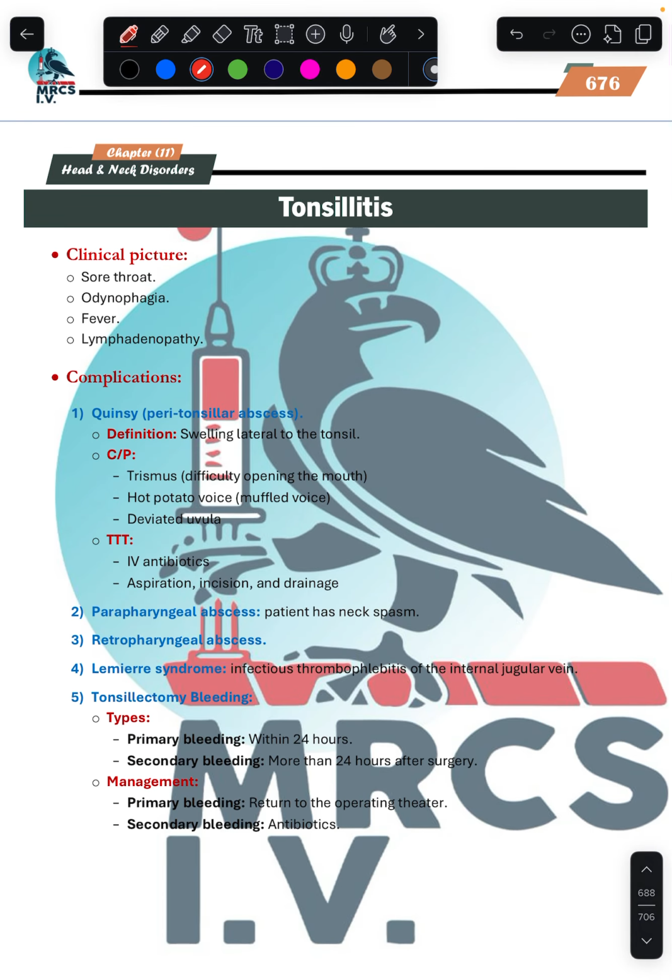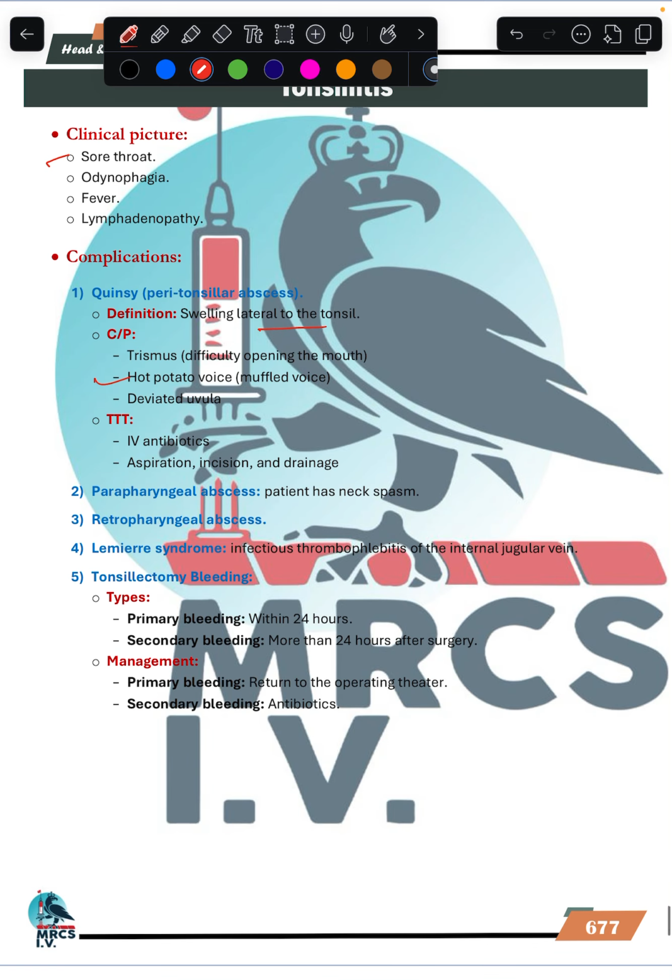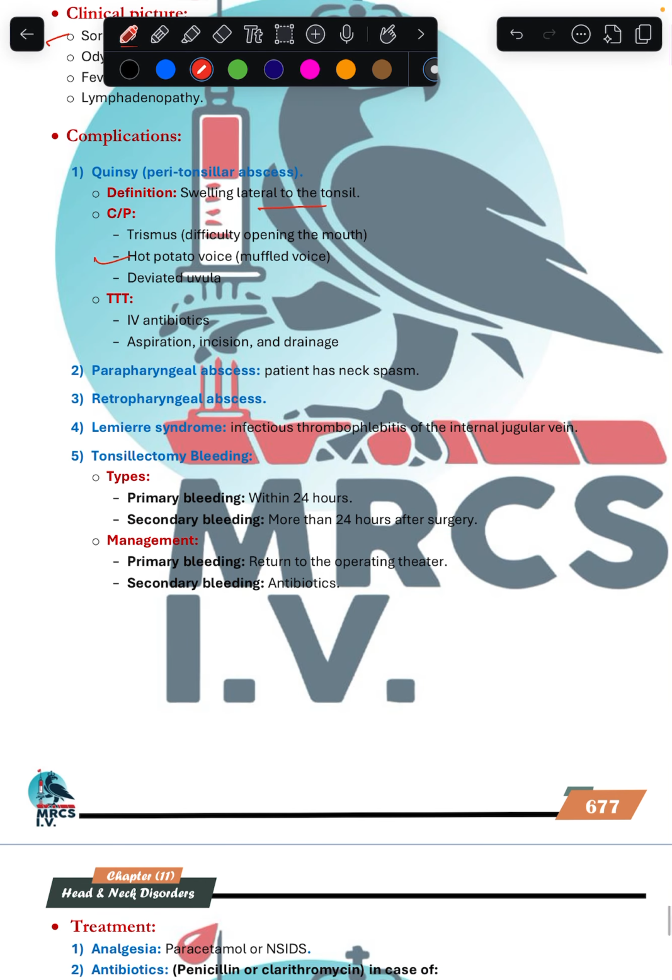Tonsillitis is infection of the tonsil, most common in children, with sore throat, odynophagia, fever, and lymphadenopathy. Quinsy is peritonsillar abscess: swelling lateral to the tonsil, trismus, difficulty opening the mouth, hot potato voice, muffled voice, deviated uvula. Treat with IV antibiotics, aspiration, incision and drainage. Parapharyngeal abscess: the patient has neck spasm. Retropharyngeal abscess is secondary, again because of Lemierre syndrome, infectious thrombophlebitis of the internal jugular vein.